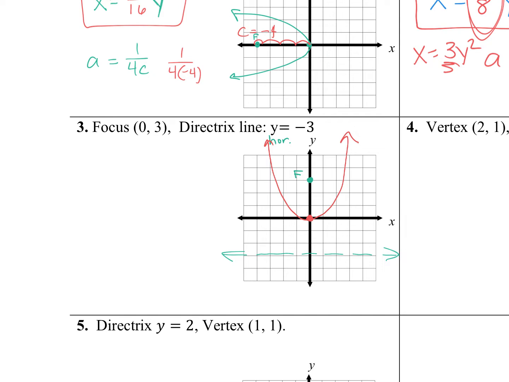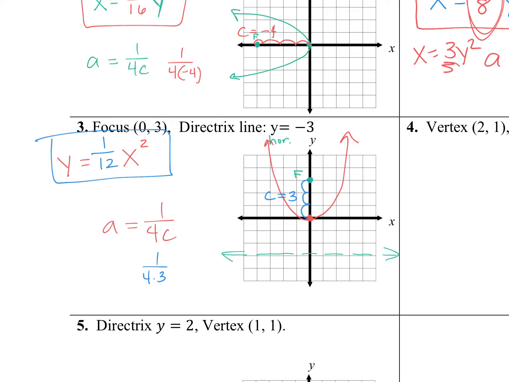Okay, so when a parabola opens up, what does your equation start with? The Y. So this is going to be Y equals, again, we have a (0, 0) vertex, so it's just going to be Y equals something times X squared. A is always equal to 1 over 4 times C. What is our C value? It's 3 from the vertex to the focus. Okay, so C is 3. So 1 over 4 times 3, or 1/12, would be the setup there.